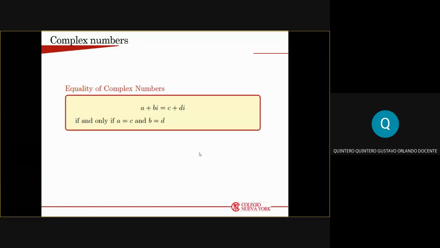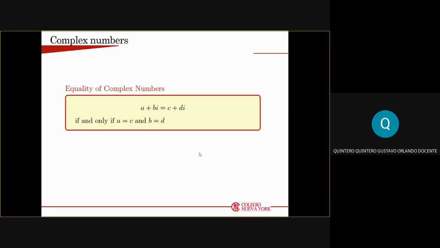To the left of the equality, we have the number a plus bi. Those are not two numbers. No. That is just one number, one complex number. Remember, whenever you find a plus bi, that is just one number, a complex number. And to the right of the equality, we have also just one number, a real part plus a complex part. In this case, c plus di. All right? So we have two numbers being equal.